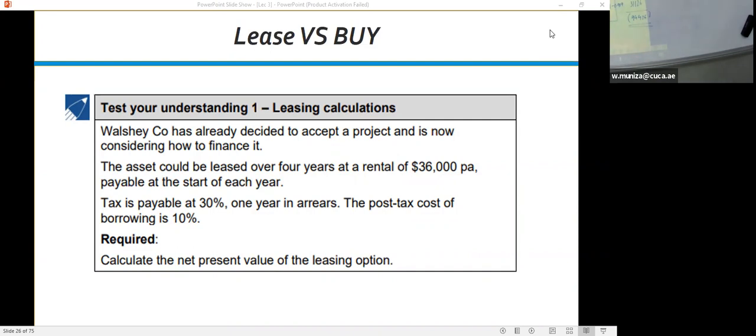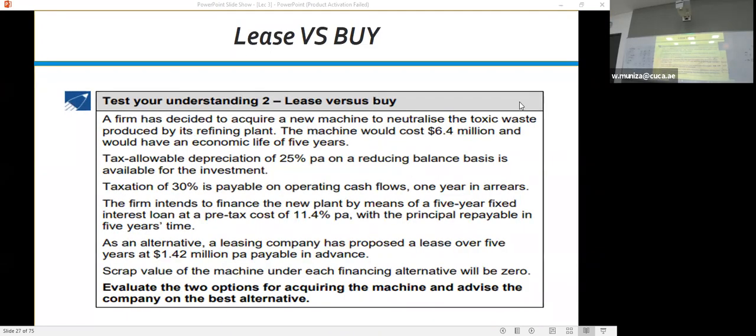Shall we move on? Okay, now question number 2. Evaluate the 2 options, acquiring the machine, and advise the company on the best alternative. Okay, now we have to incorporate the leasing and the buying option both.